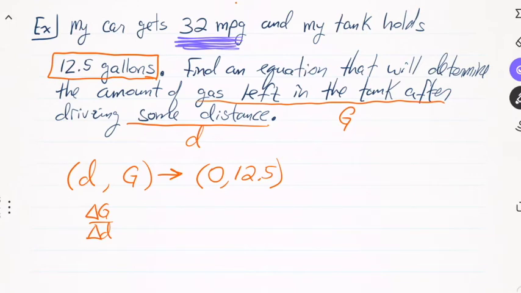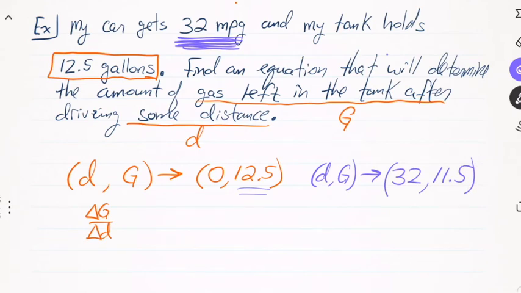So again, in this order, D then G, distance in gallons, we're going to drive 32 miles. Now, if your car gets 32 miles per gallon and you drive 32 miles, that means you're using 1 gallon of gas. So the 12.5, we're going to reduce it by 1 gallon, and we'll be down to 11.5 gallons. Okay, and then we can find our slope.